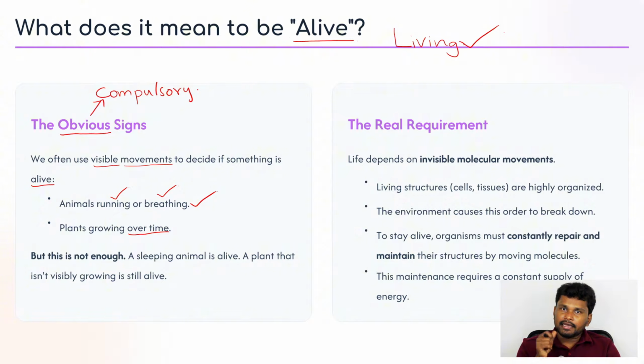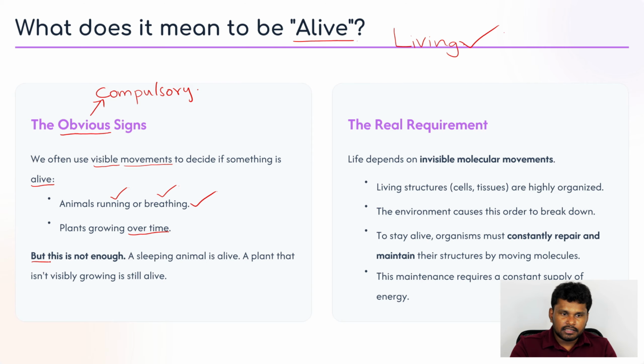Because unlike animals, plants won't die immediately. But animals, they will die immediately all of a sudden. Okay, but death in plants is a very slow process. That is the reason why it will take some days for a plant to die in general.